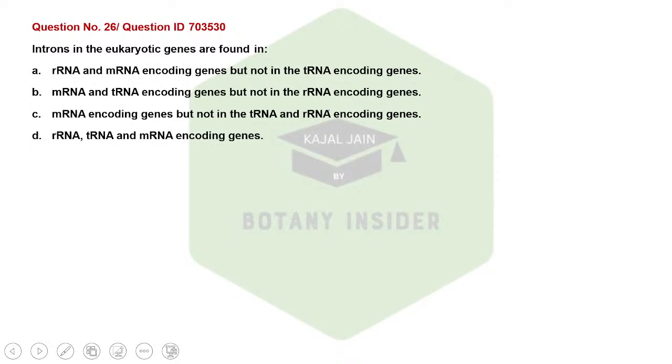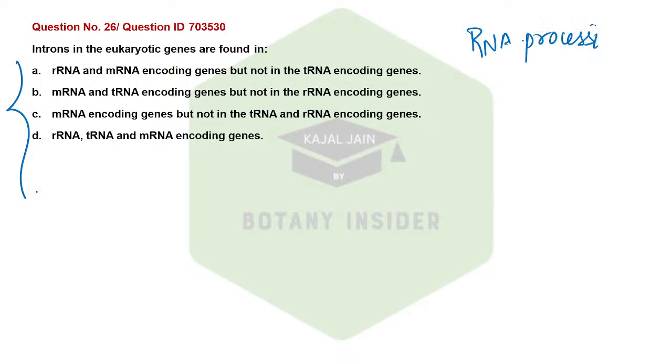Question is, introns in the eukaryotic genes are found in which of the following? You need to find out in which of the following introns are found. When we look into the RNA processing concept in the central dogma, we discuss the concept of splicing, where the introns are removed and the exons are joined together. So this is the process of splicing. So they're asking you in which type of RNAs introns are found.